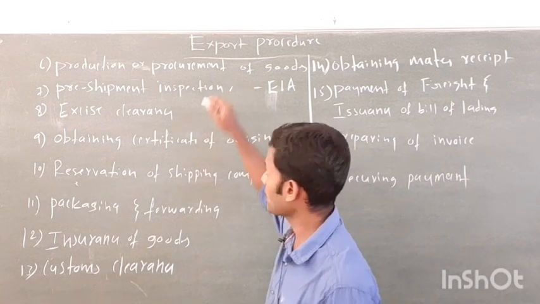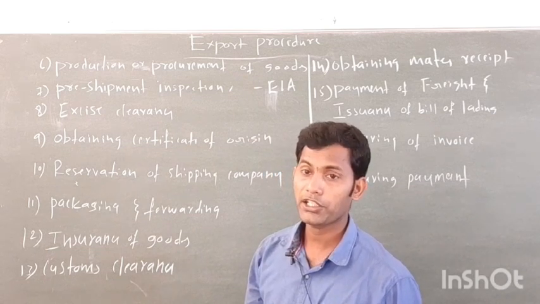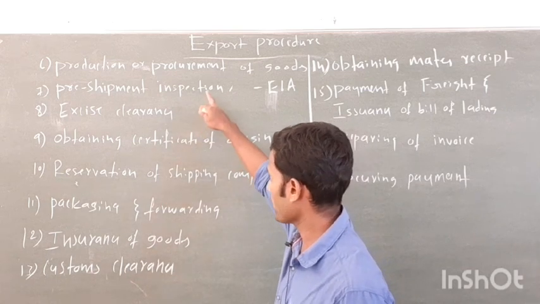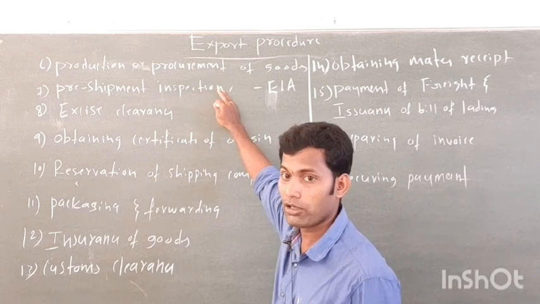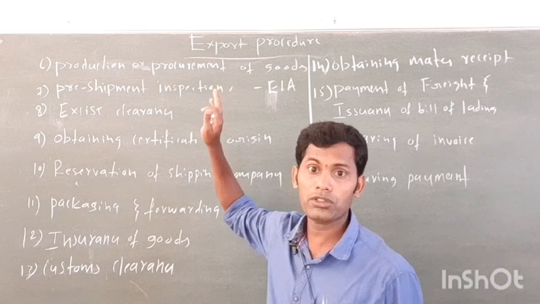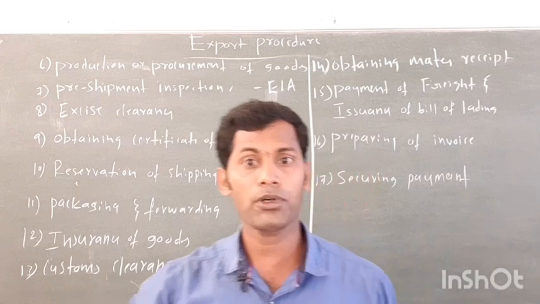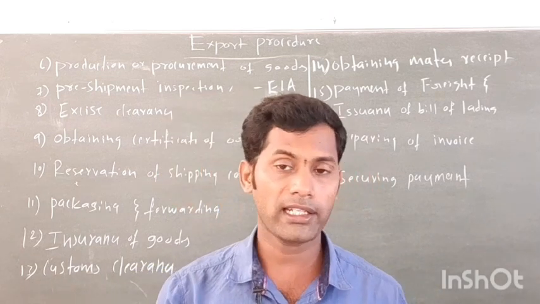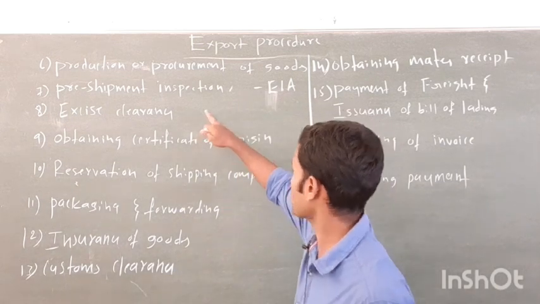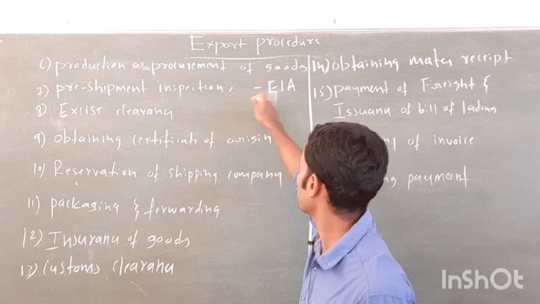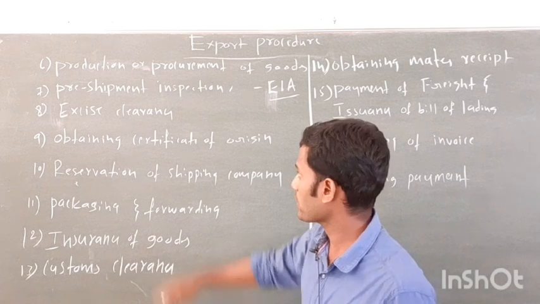Now seventh one, pre-shipment inspection. The product of export, the goods that are meant for export are subject to inspection. So before exporting any product to any country, the product is subject to inspection. So when it comes to inspection, the product should be inspected by the export inspection agency. Okay, that is the seventh one.